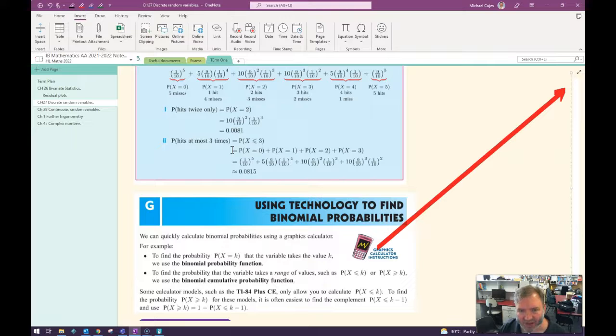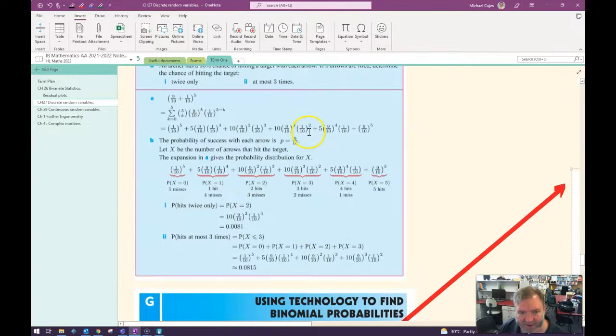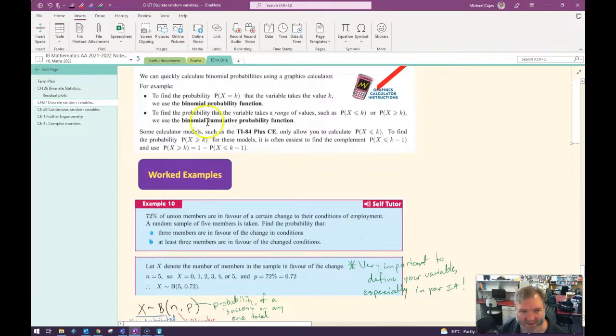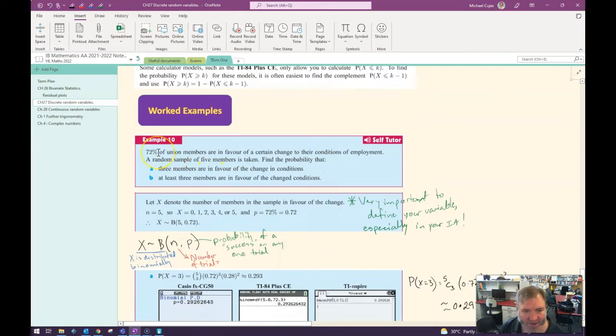nCr, p to the power of r, q to the power of n minus r, where q is 1 minus the probability. I might write that out. We'll go through that in class, but that's just an easy way for you to remember what you have to do there. And we've got the probability function and the cumulative probability function. Little example just to follow through here.